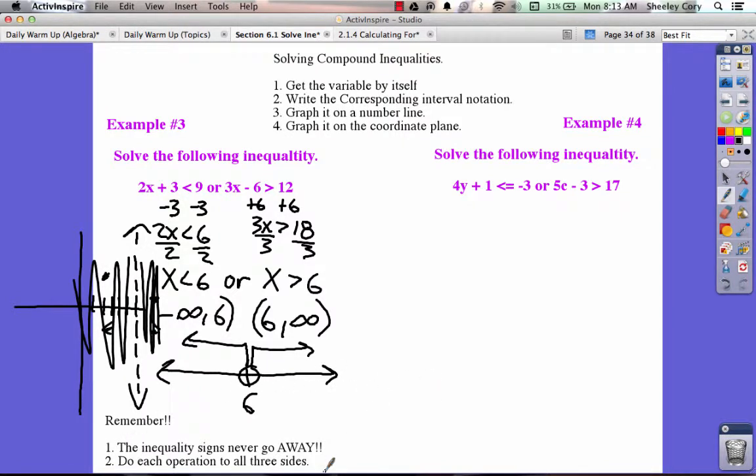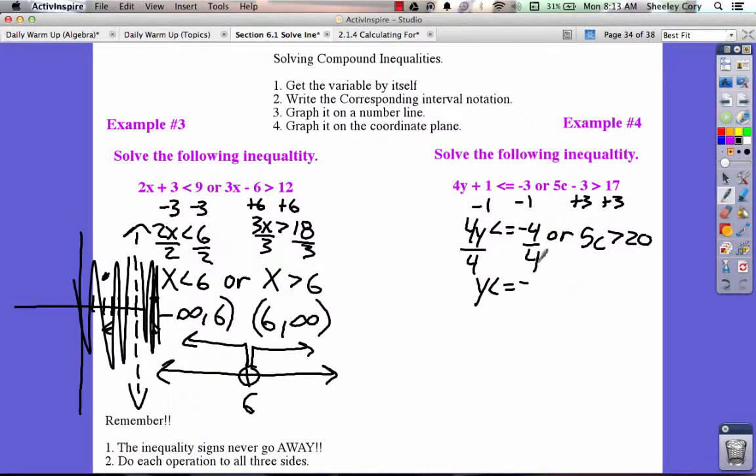Now let's look at the other or problem here. We're doing the same type of thing. We're going to solve the left side first. So we got 4y less than or equal to negative 4. Or, let's add 3 to both sides. So that's 5c greater than 20. Now we're going to divide by 4. So y is less than or equal to negative 1.